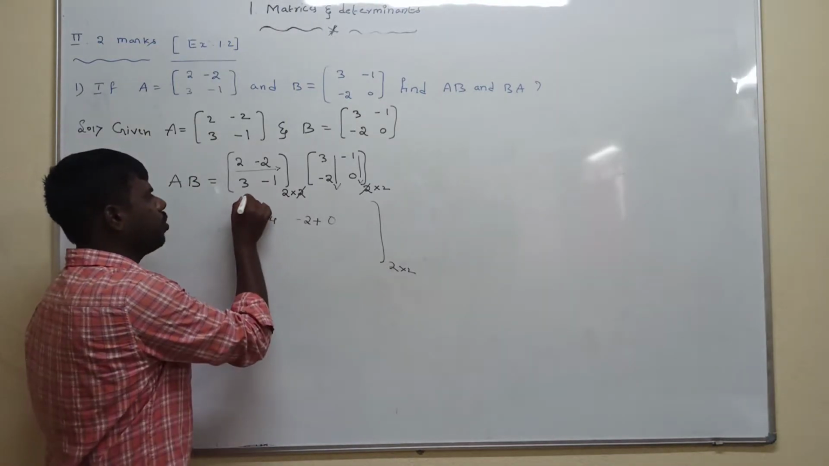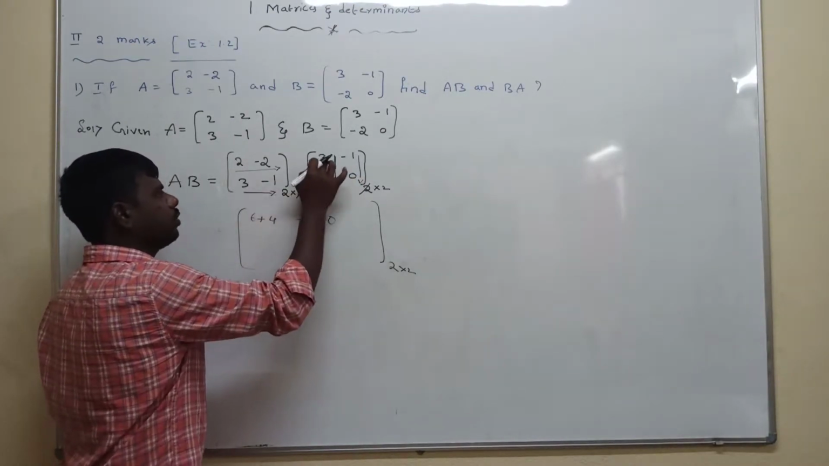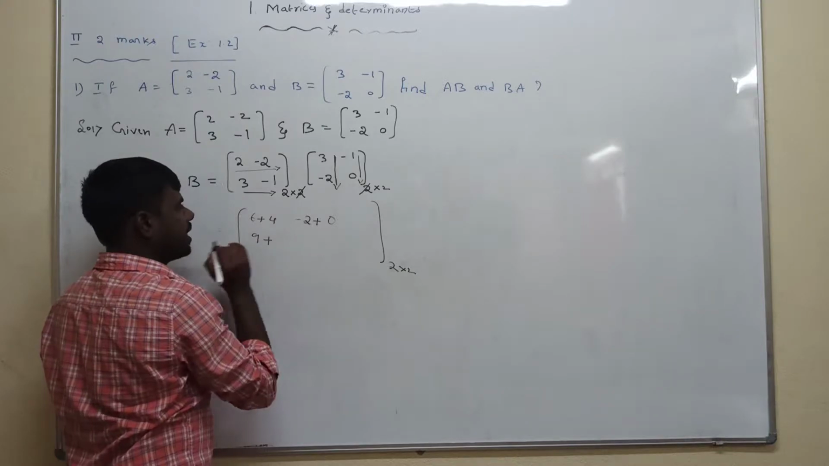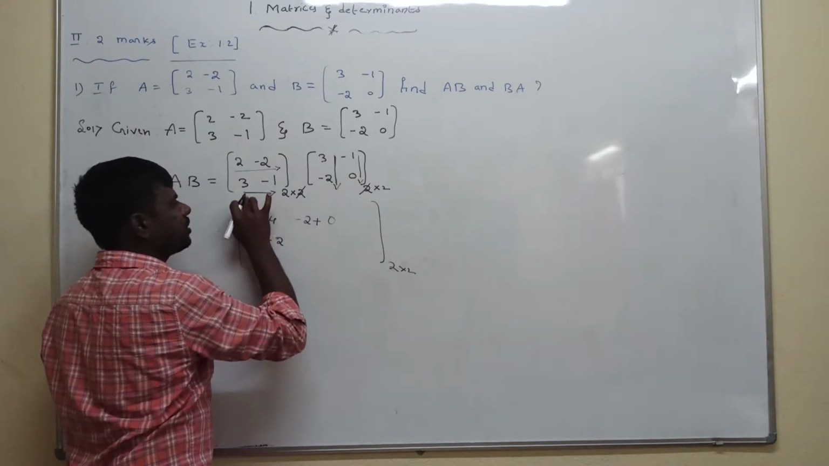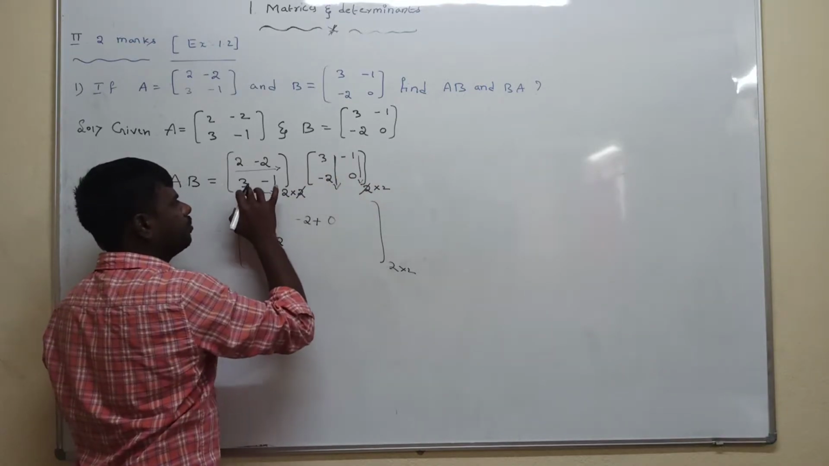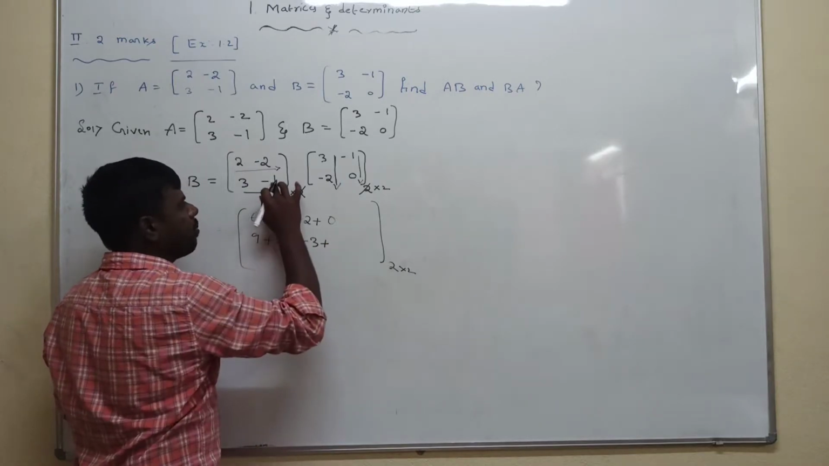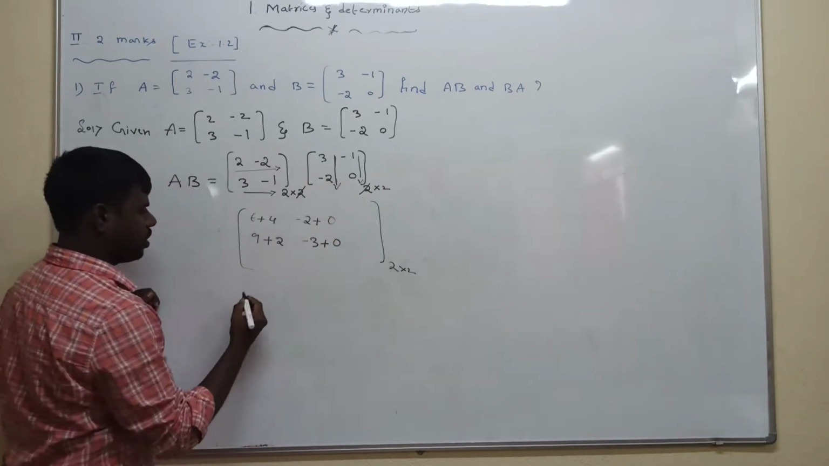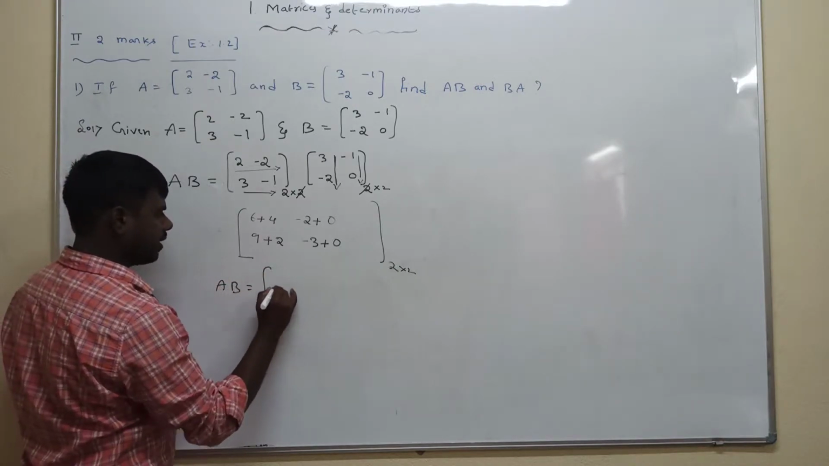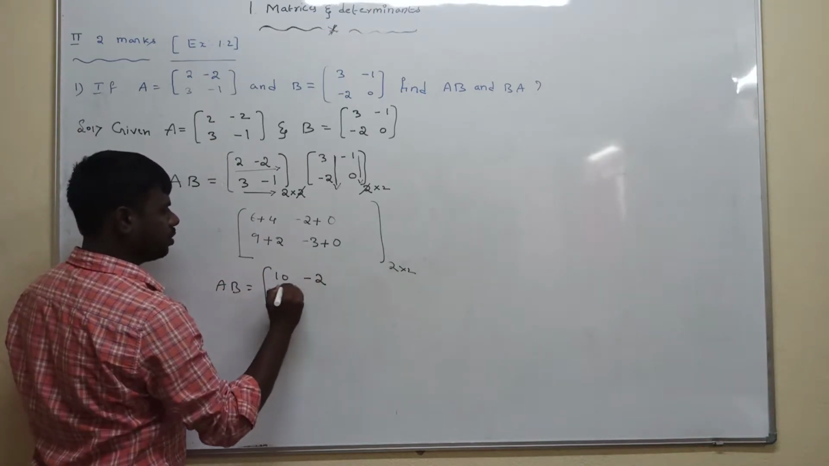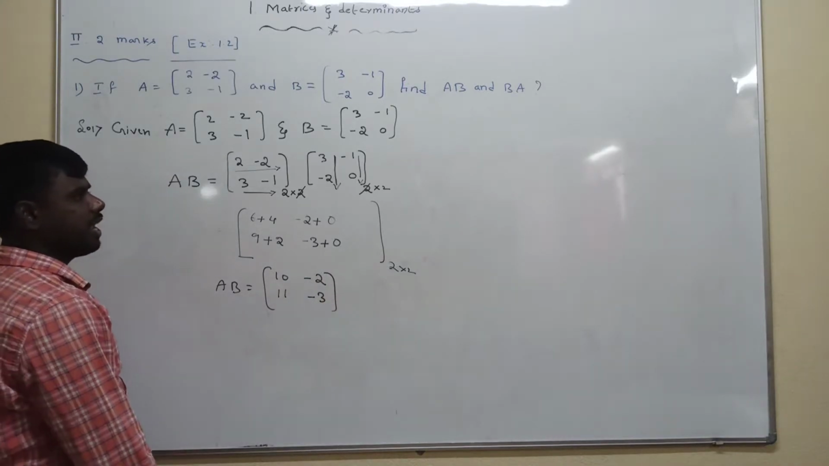Next we are going to the second row. Now second row, first column: 3 into 3, 9, plus minus 1 into minus 2 is plus 2. So now second row, second column: 3 into minus 1 is minus 3, plus minus 1 into 0, 0. So finally we got our AB matrix as 10, minus 2, 11, minus 3. This is the required solution for the AB matrix.